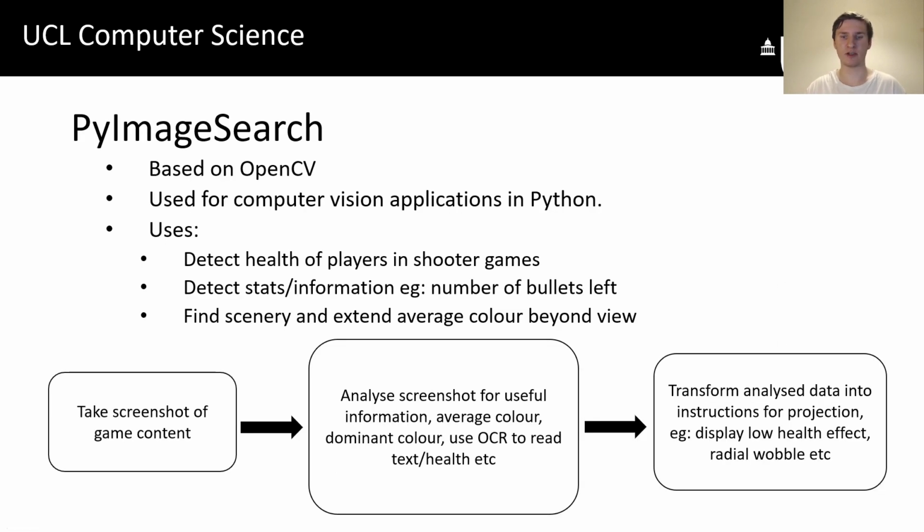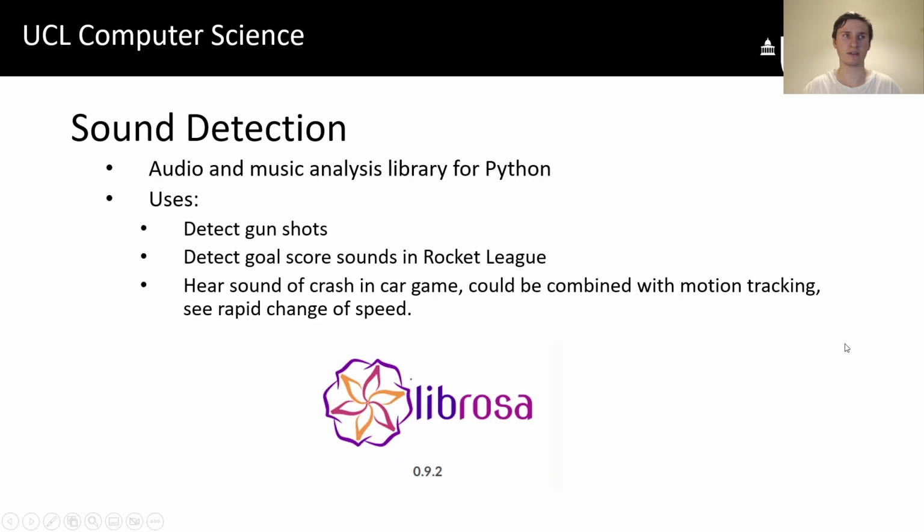PyImageSearch is based on OpenCV, and we'd be able to use it to take screenshots, analyze the game content, and dispatch actions to the Illumiroom projection system to display the correct effects. And we could also make use of sound detection using a library called Librosa to detect loud sounds such as gunshots, car crashes, or goal noises in Rocket League, for example.